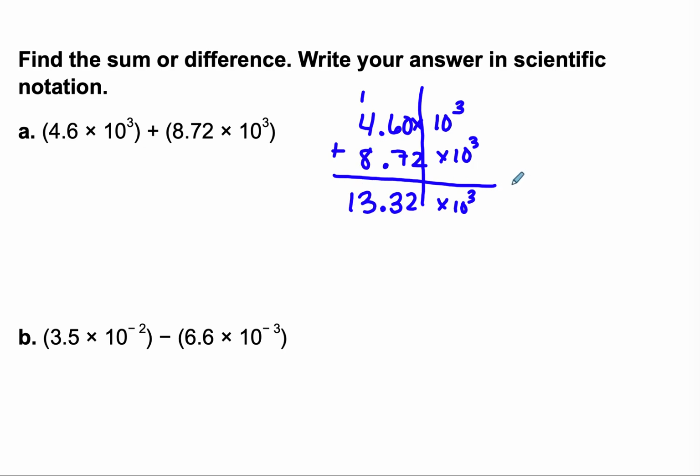Then as our last step, we think, is our number in scientific notation? So 13.32 times 10 to the third power. Well, no, that's not scientific notation because our first number is too big. It's not between 1 and 10. So I've got to move my decimal one place over. For every place that we move our decimal in either direction, that's going to make our exponent either bigger by 1 or smaller by 1.